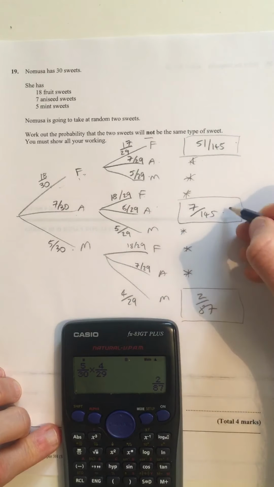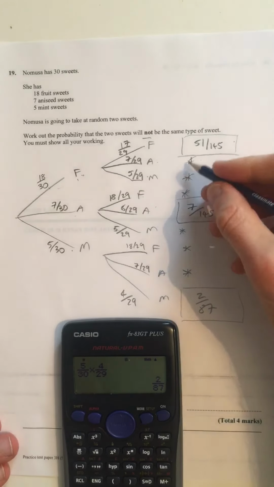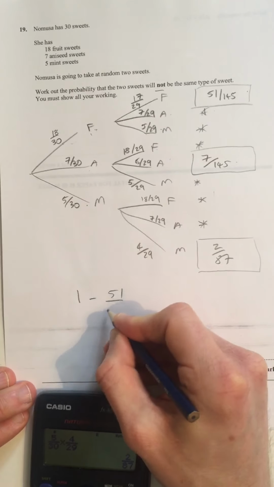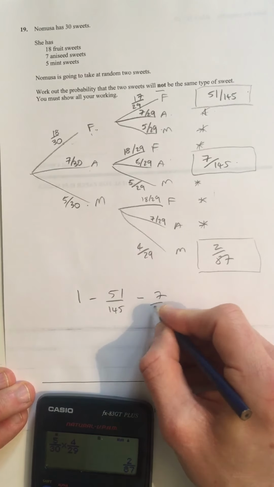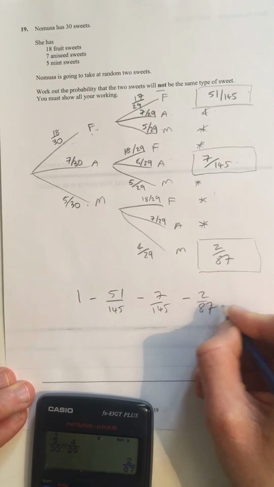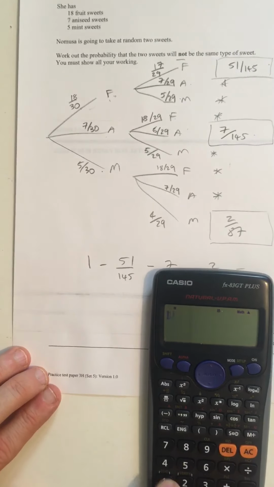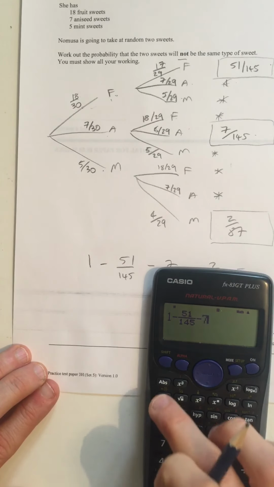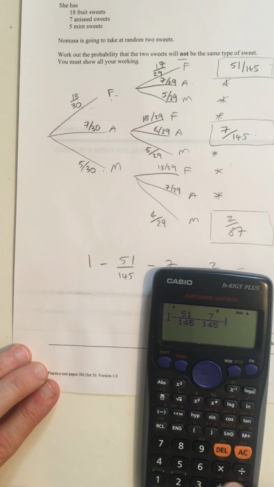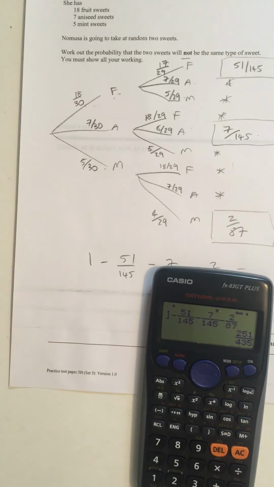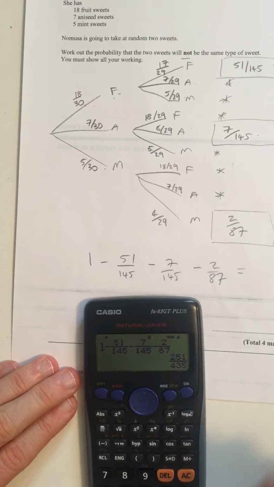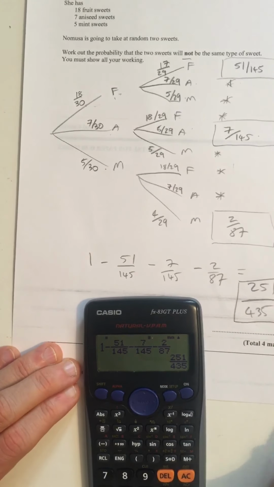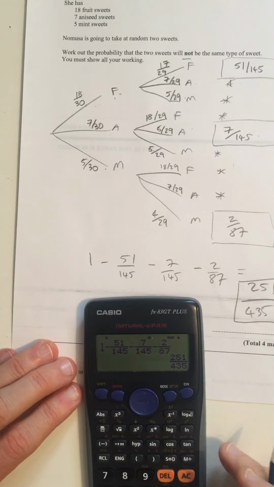If I now take each of those probabilities away from 1, that will tell me what the remaining ones will be. So 1 minus 51 out of 145, minus 7 out of 145, minus 2 out of 87. So let's do that. There we go. So we get 251 out of 435. That is the probability that the sweets will not be the same.